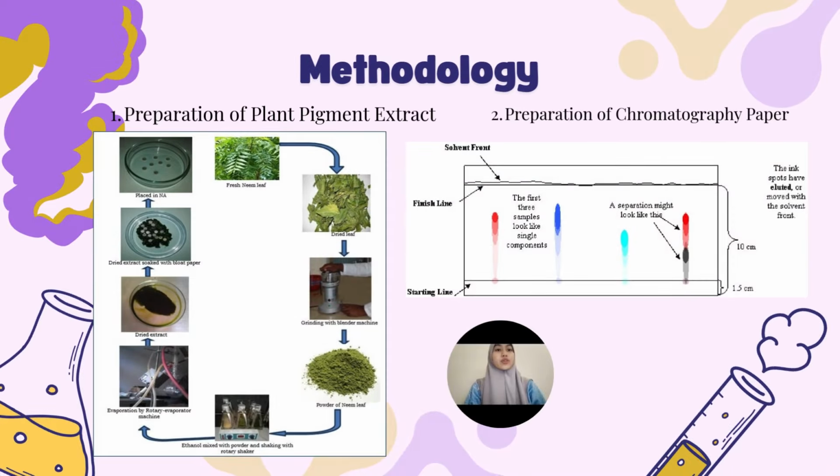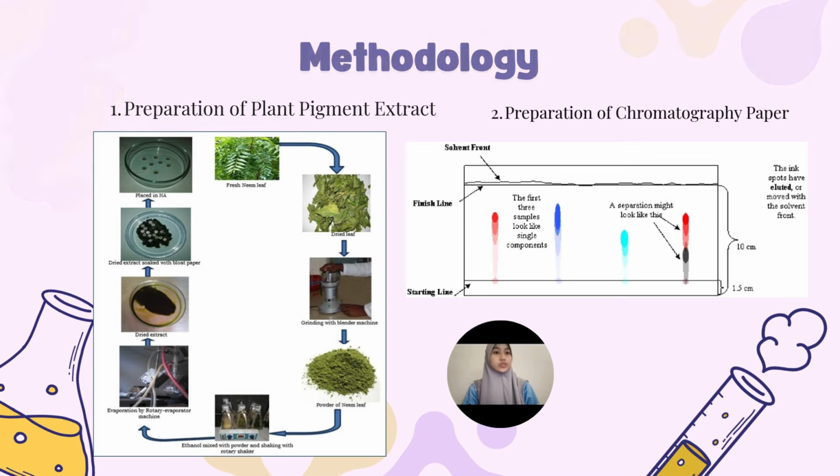Next, a strip of chromatography paper was prepared. A straight starting line was drawn using a pencil about 1 to 2 cm from the bottom of the paper. Pencil was used instead of pen because ink may dissolve in the solvent. The plant extract was then carefully spotted onto the line using a capillary tube and allowed to dry.